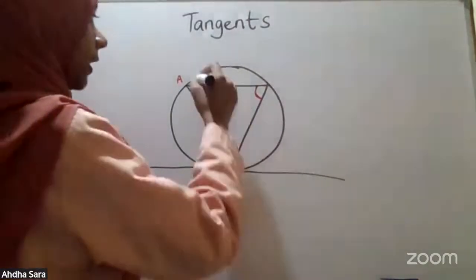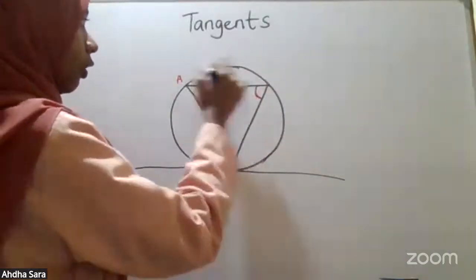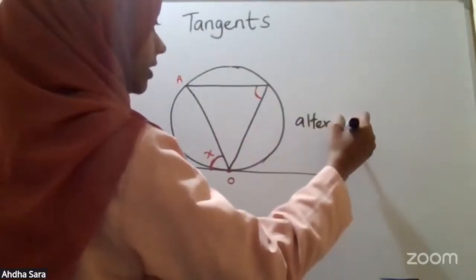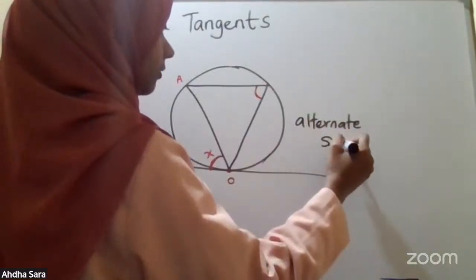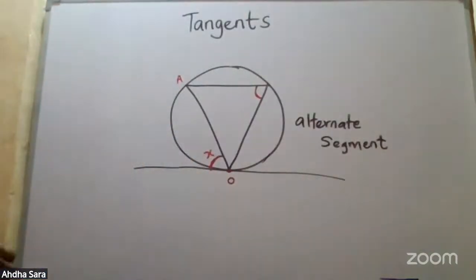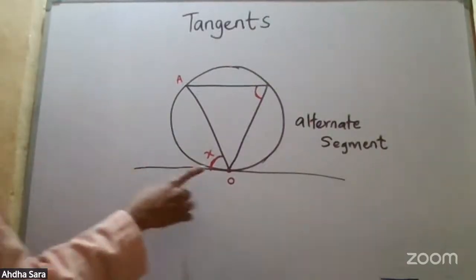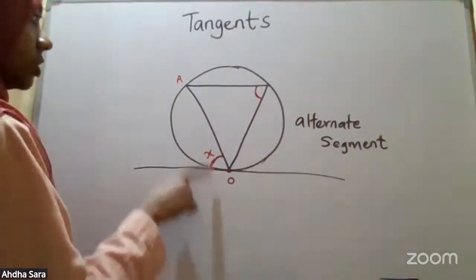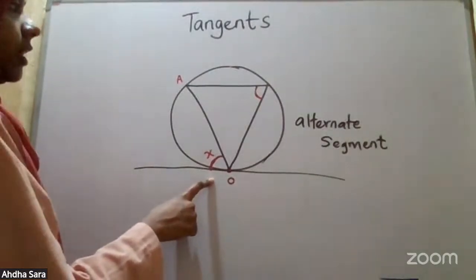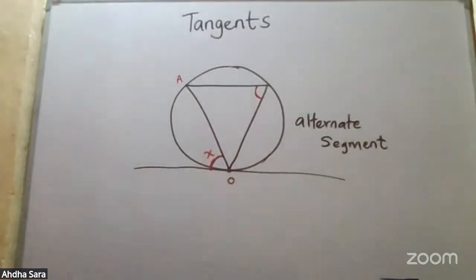So we call this part of the circle the alternate segment. So we say the angle that is formed between the tangent and the chord will be equal to the angle that is subtended in the alternate segment.